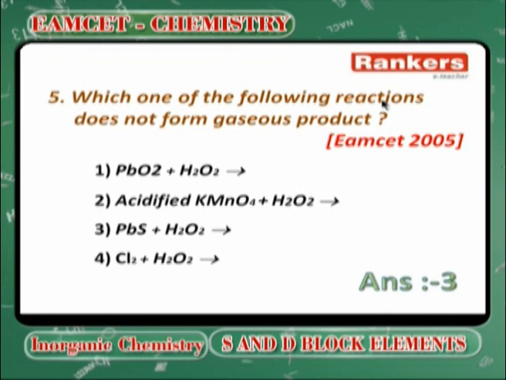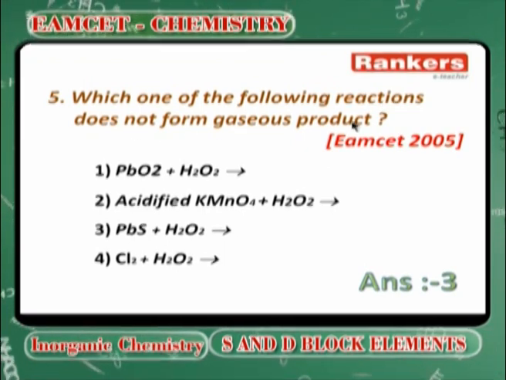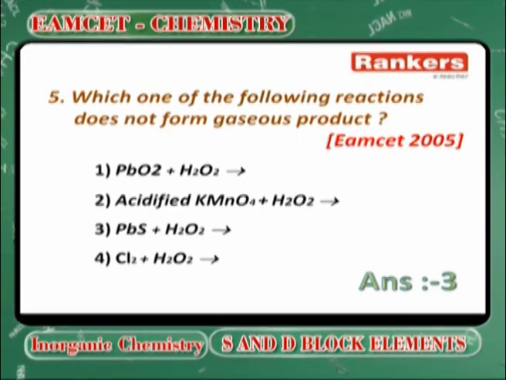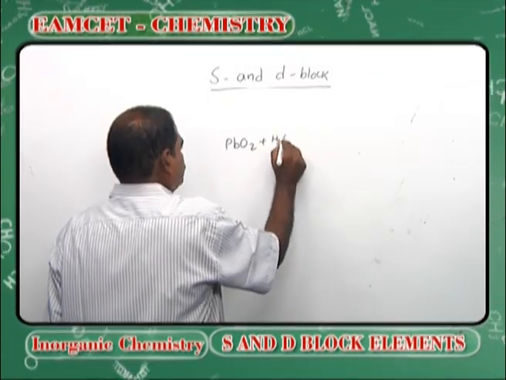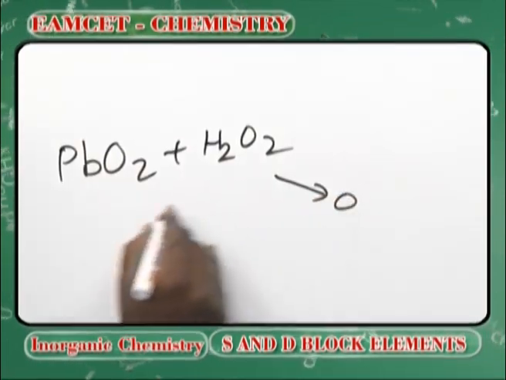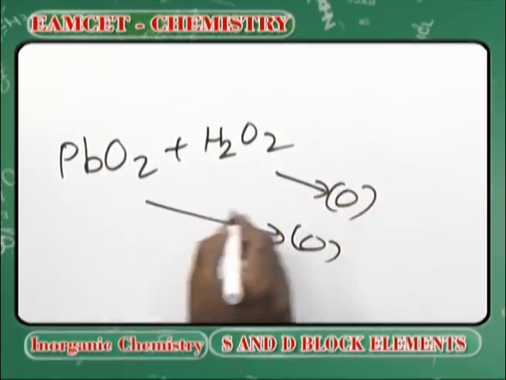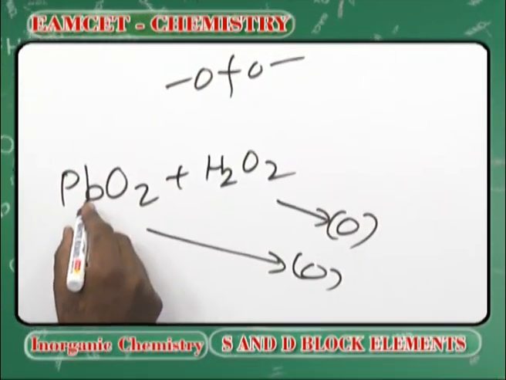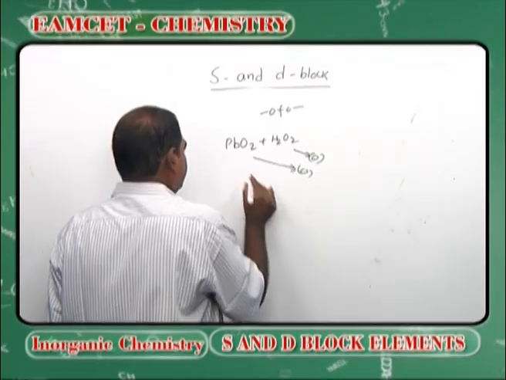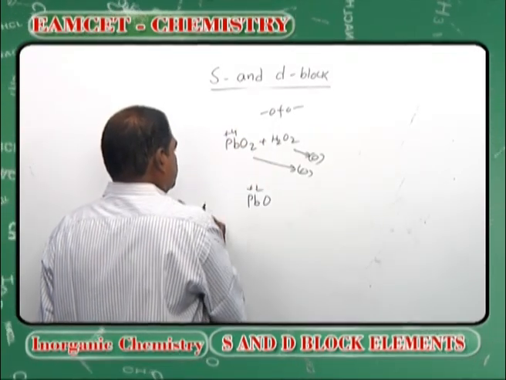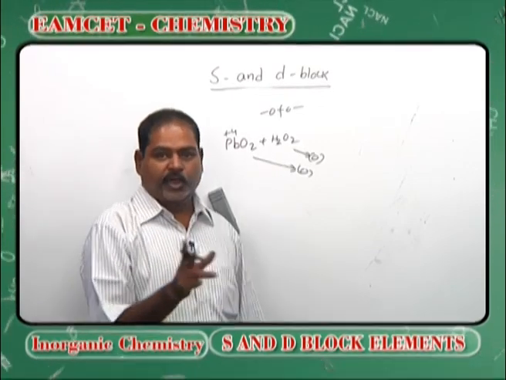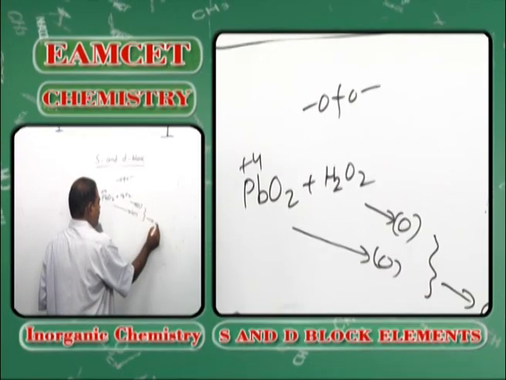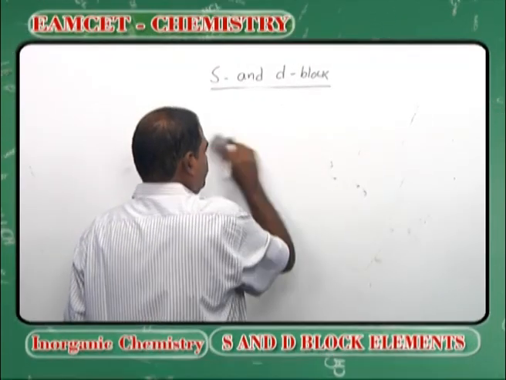Which one of the following reactions does not form a gaseous product? We already discussed that. PbO2, H2O2. H2O2 loses oxygen, PbO2 loses oxygen. You know why? H2O2 has a weak peroxy bond, breaks easily. PbO2 wants to become PbO because of the inert pair effect, +4 to +2. So he loses an oxygen and you get O2, a gaseous product. So in the first option you get O2.